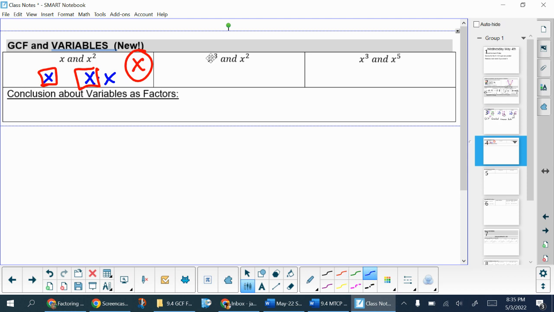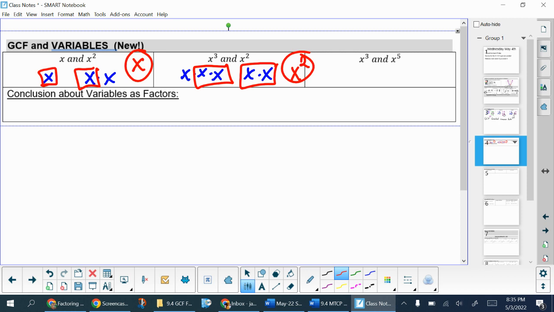If I'm looking over here, x to the third would be like x times x times x, and x squared would be x times x. Well, in both of them, there are at least 2 x's. This one happens to have 3, but they both have at least 2, which means the greatest common factor here is x times x, which we would just write as x squared.